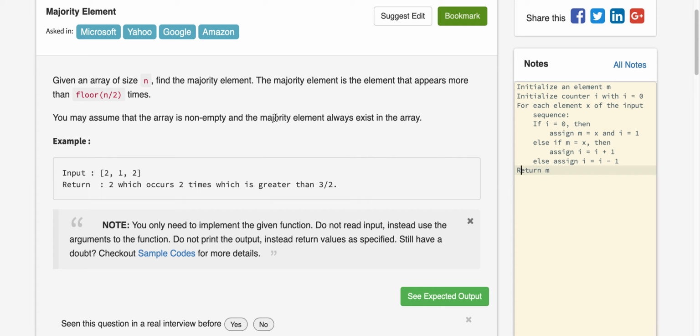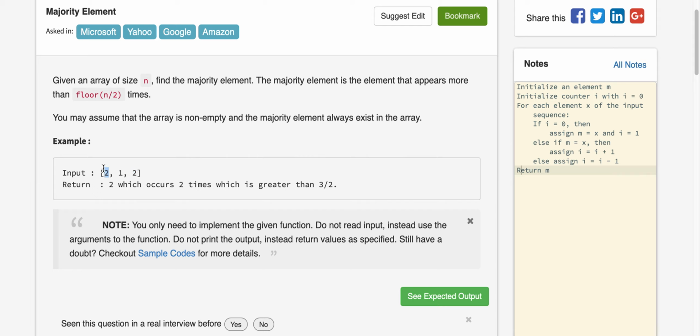This one is important. We can assume that there is always a good solution, and we need to return the number that occurs the most, more than half the time. So an easy way to do it would be just to count.